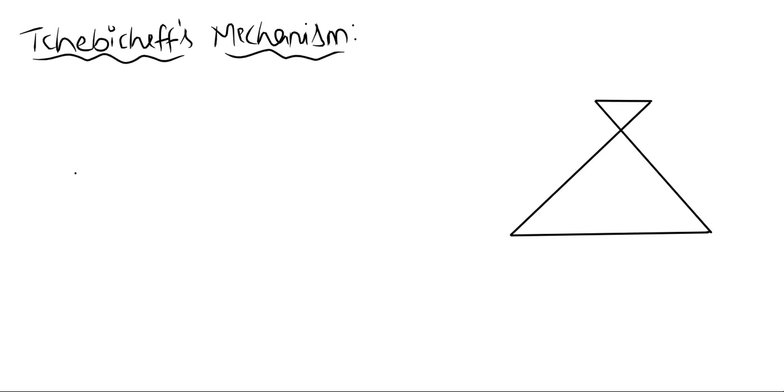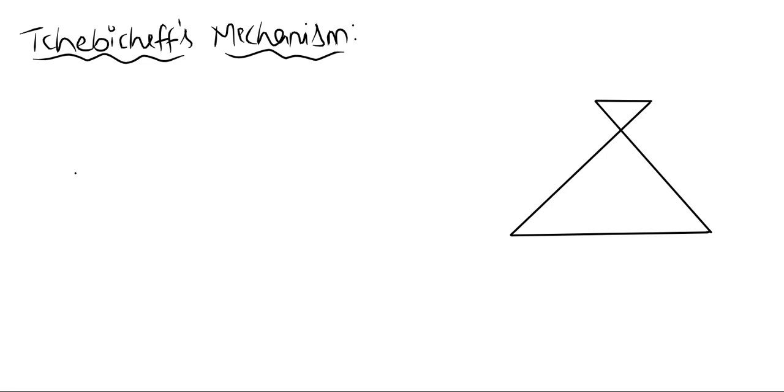Hello everyone. In today's class, we will see about Chebyshev's mechanism. This mechanism comes under the approximate straight line motion mechanism type. In the previous class, we had discussed different types of approximate straight line motion mechanisms like Watt's mechanism, modified Scott-Russell's mechanism, Grasshopper's mechanism, and Robert's mechanism. Whereas today we will see about Chebyshev's mechanism.